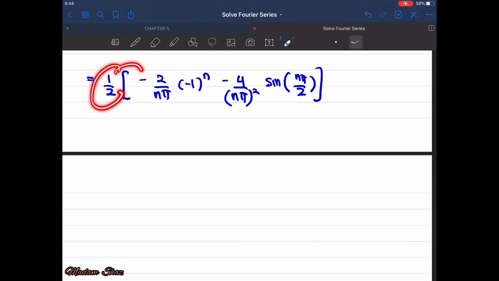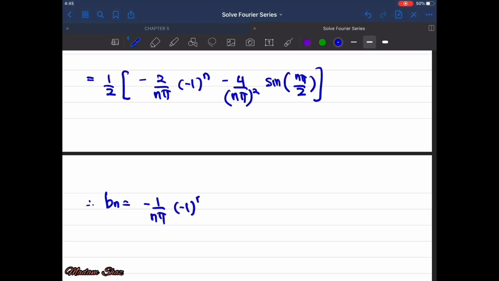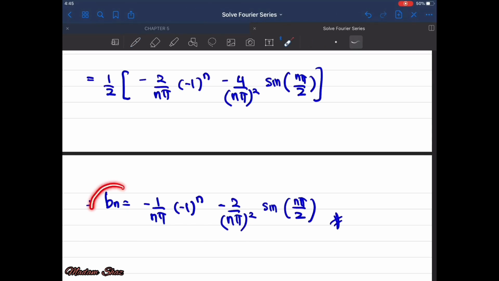So multiply the constant to the inside. So therefore Bn is equal to 1 over 2 multiply negative 2 will become negative 1 over n pi negative 1 the power of n. 1 over 2 multiply negative 4 will become negative 2 over n pi square sine n pi over 2. So this is the answer for the Fourier series coefficient of Bn.